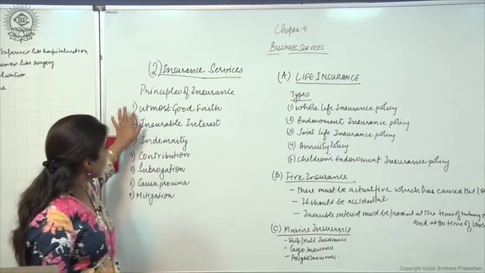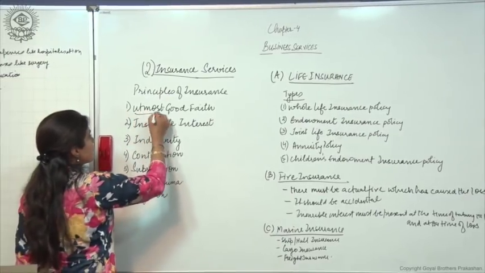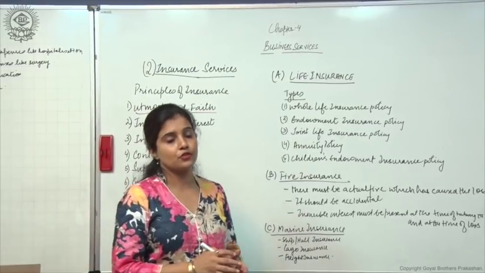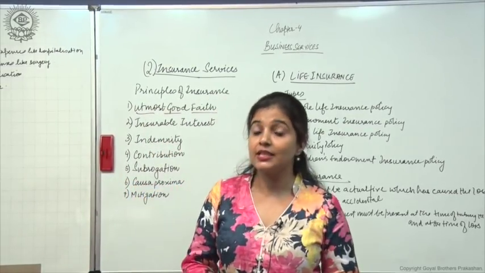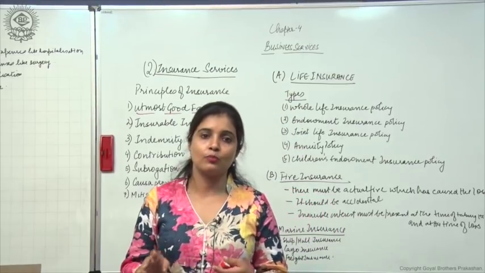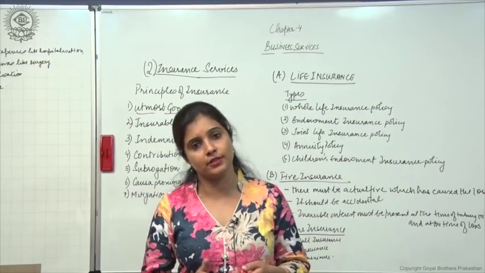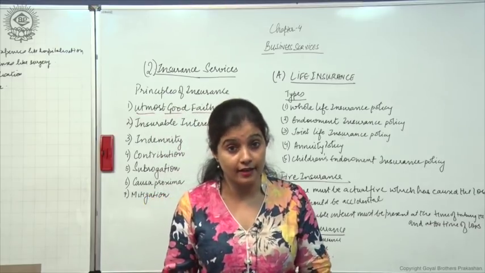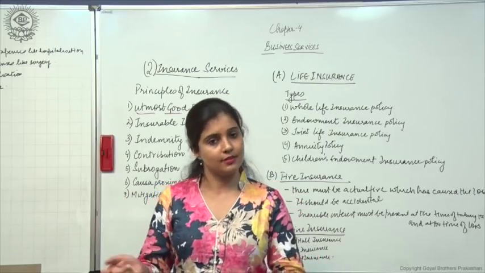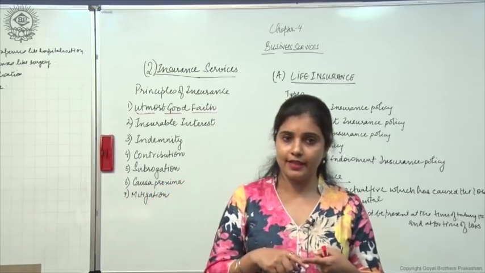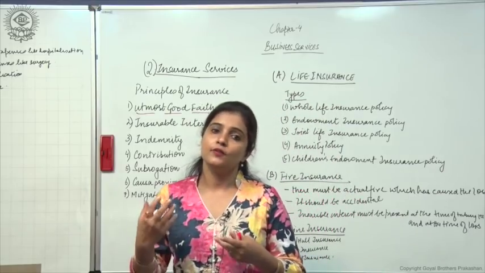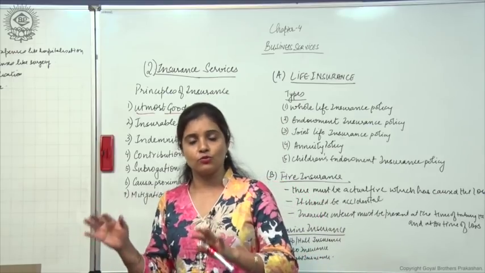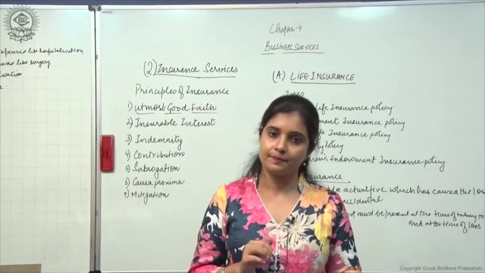First one being utmost good faith. There are two parties in a contract of insurance. One is the insurer, the insurance company. ठीक है, जो आपको इंश्योरेंस प्रोवाइड करती है उसको हम बोलते हैं इंश्योरर. एंड द अदर वन इज इंश्योर्ड, जिसको इंश्योरेंस प्रोवाइड कर रहे हैं उसको हम बोलते हैं इंश्योर्ड. दे आर एंटरिंग इनटू अ कॉन्ट्रैक्ट, जहाँ पे कि इंश्योर्ड प्रीमियम पे कर रहा है और उस प्रीमियम की रिटर्न में इंश्योरेंस कंपनी उसको प्रोटेक्शन कवर प्रोवाइड कर रही है, राइट.